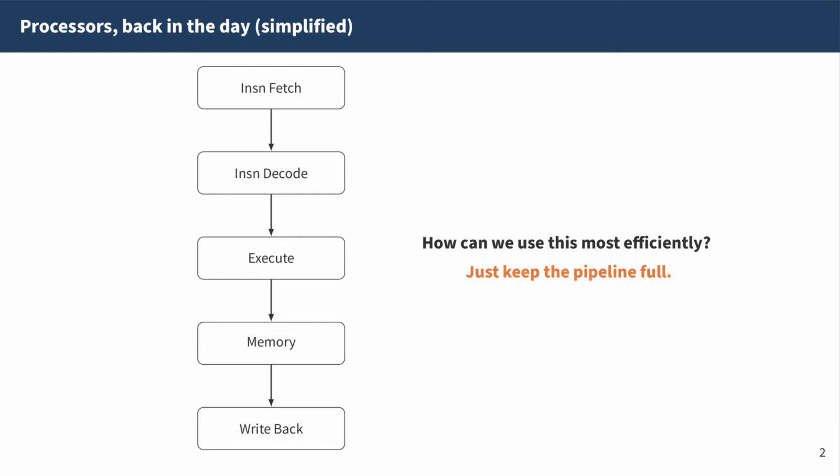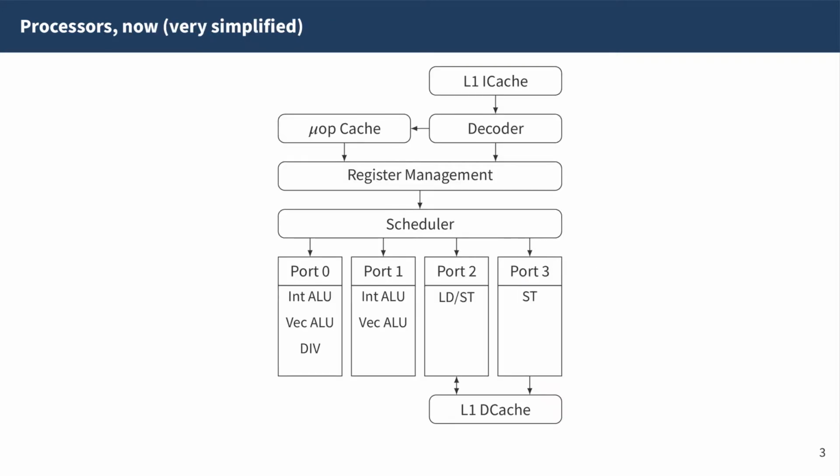For such a traditional processor design, this requires scheduling instructions such that no data dependencies cause resources to idle, ensuring a full pipeline. Nowadays, and actually for quite some time, processors have grown a lot more complex than that. A still very simplified design might look like this.